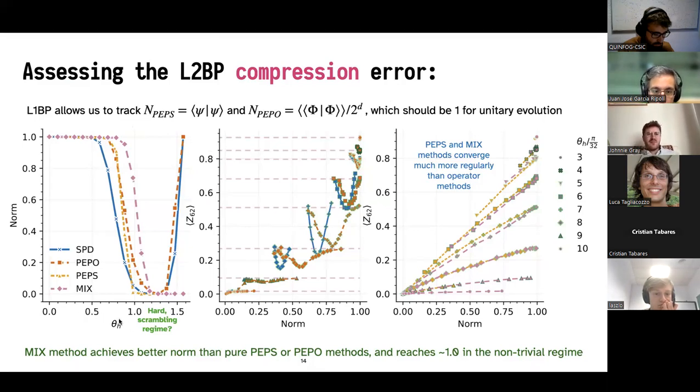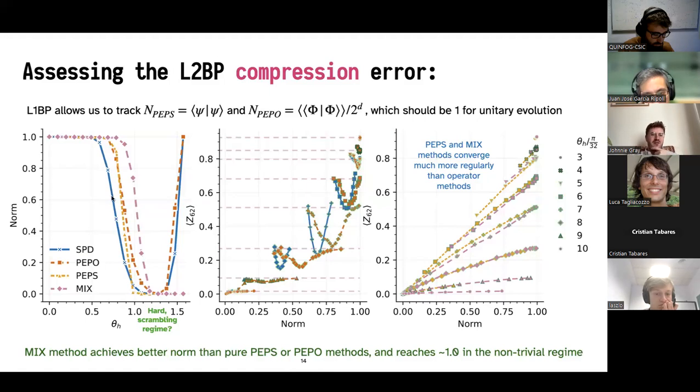And so here, what we're changing on the x-axis is this angle theta h. So we're going from an easier regime to some hard regime where we're having to truncate a lot, almost all of the state, and then back up to some easy regime. This SPD is like the sparse Pauli dynamics. It's some operator picture. The PEPO is obviously operator picture as well. That's why these both work exactly in the Clifford limit over here. And then the PEPS is like doing pure PEPS evolution with our method. And then this mix is where we're combining the Schrodinger and Heisenberg pictures.